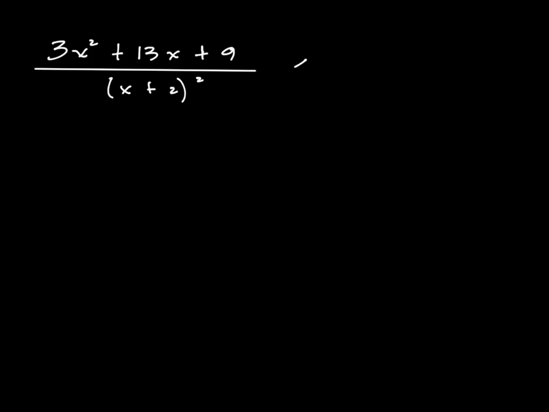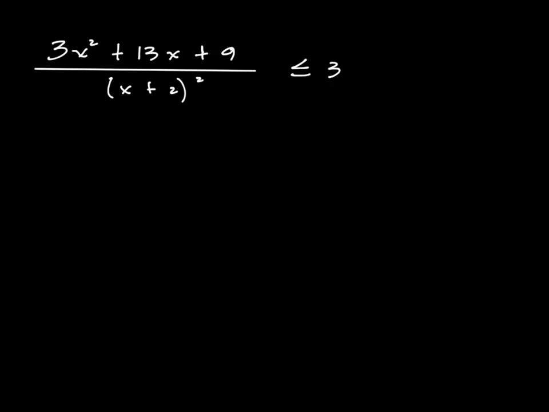Let's have a look at how to solve a rational inequality. The problem we're looking at is (3x squared plus 13x plus 9) divided by (x plus 2) squared, and we would like to know where that is less than or equal to 3.